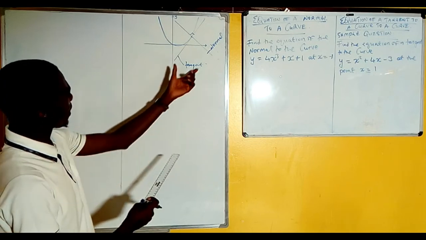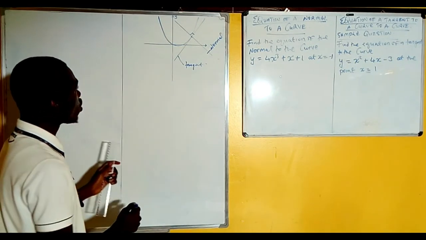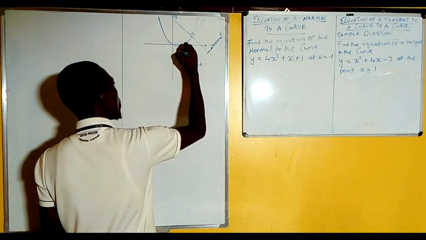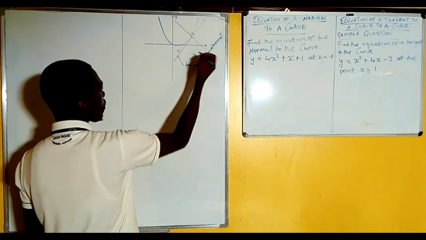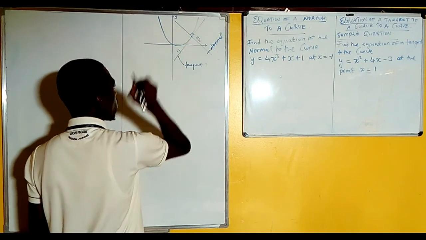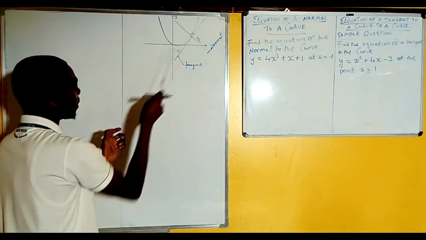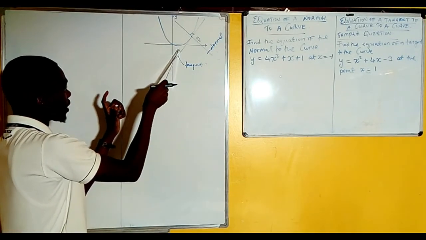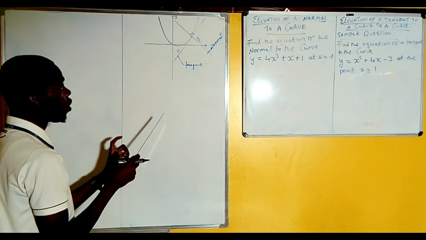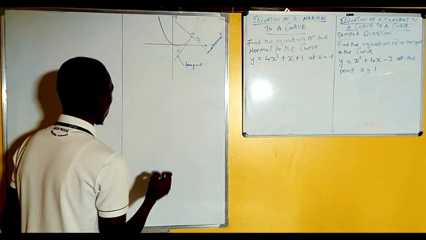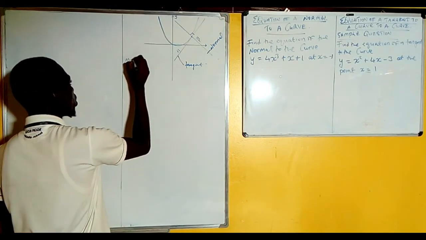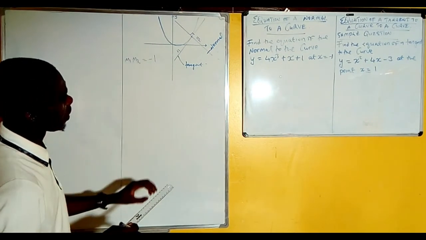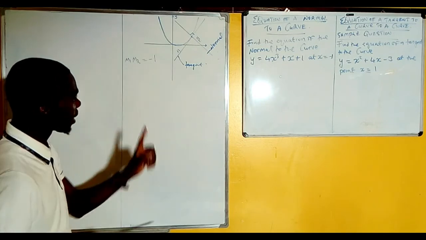So now, the relationship between these two is that when you find the gradient of this tangent, it will be called m1. Then the gradient of the normal will be called m2. So the relationship between these two lines is that when you multiply the gradient of the tangent and the gradient of the normal, the product will be -1. So what I'm saying is m1 multiplied by m2, the answer should be -1. So that is the relationship between the normal and the tangent.